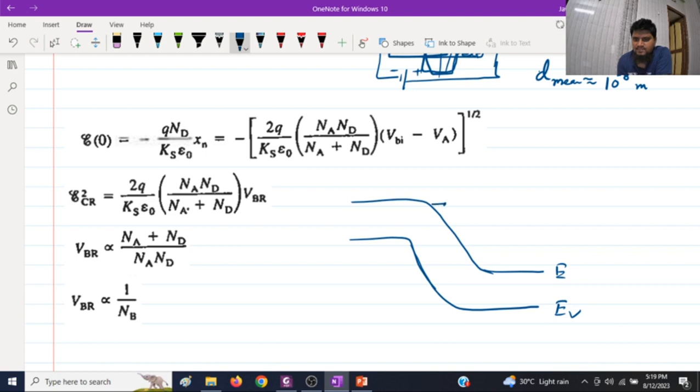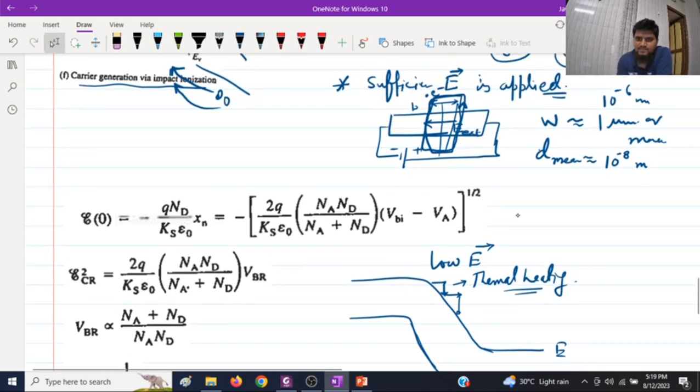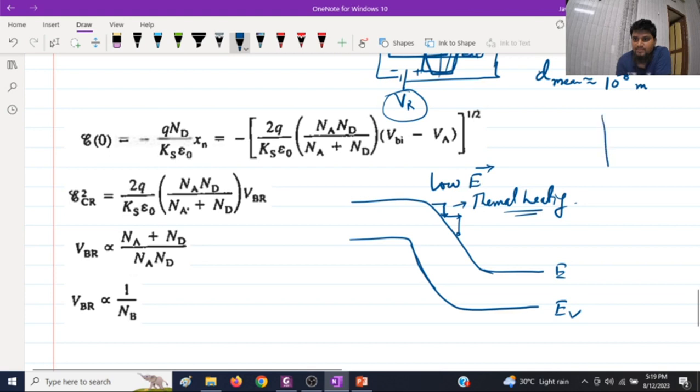So these electrons are not getting sufficient kinetic energy at low electric field, and they will lose this energy in thermal heating. So if you are applying a reverse bias which is not sufficiently high, then they will lose the energy provided by this external source in heating the junction, but the current will still be only the reverse saturation current.